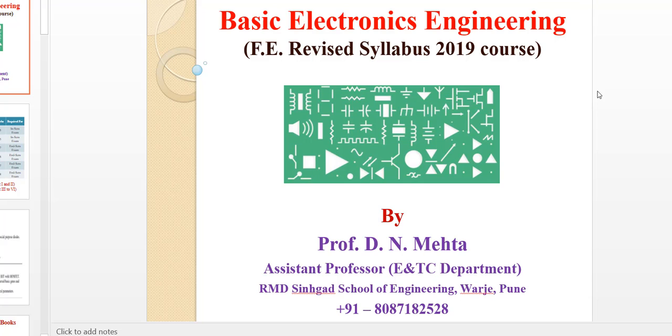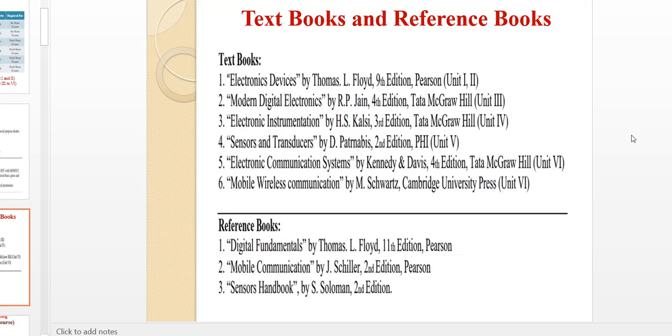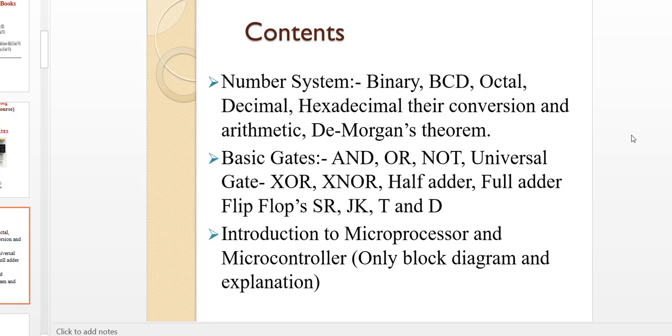Today we are going to deal with unit number 3, which is called Number System and Logic Gates. This is the content of unit number 3. We are dividing our complete unit into 3 parts: number system, basic gates, and introduction to microprocessor and microcontroller. Today we are going to learn about basic gates. Very simple kind of topic.